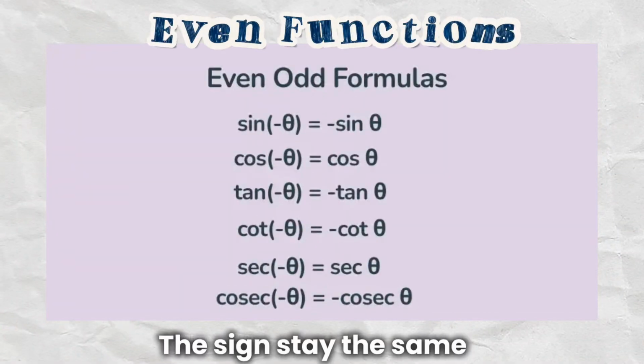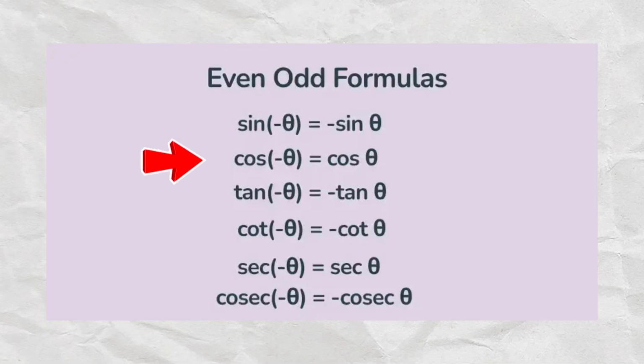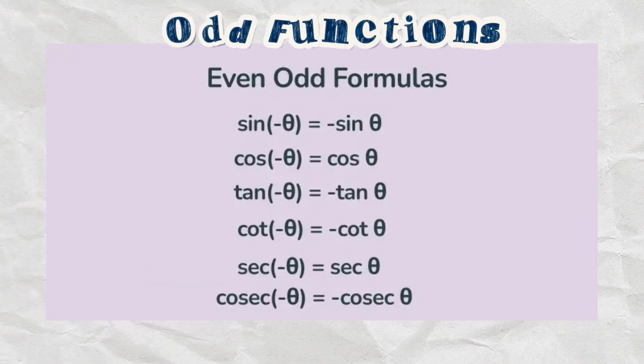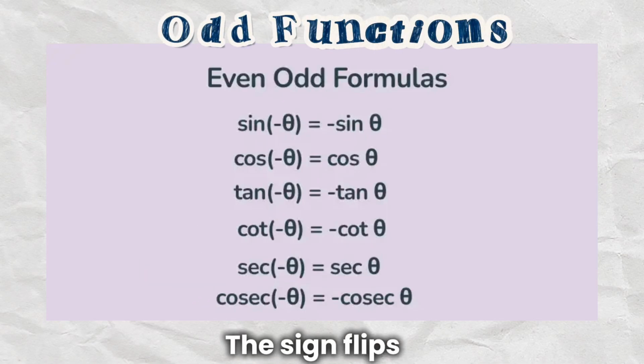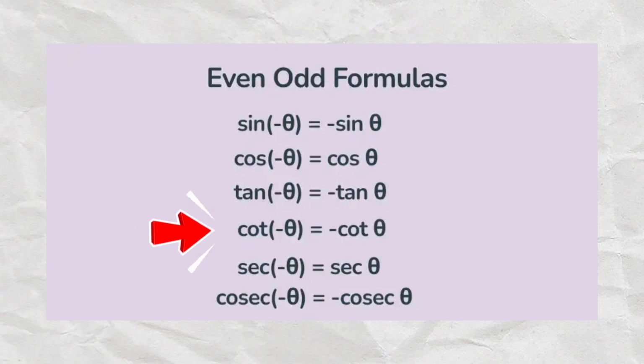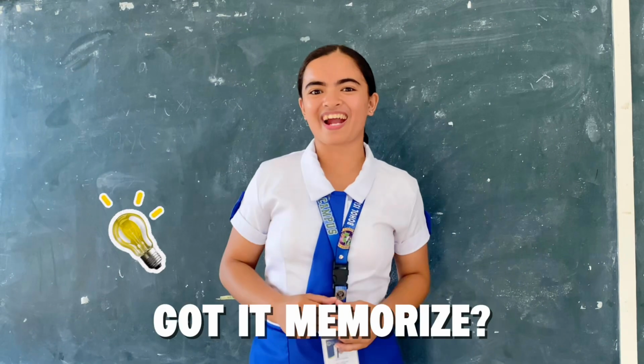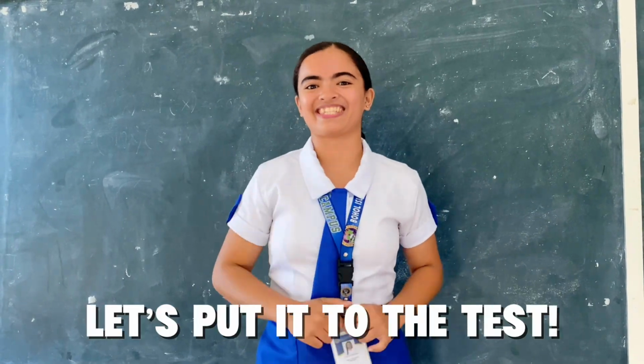Even functions: the signs stay the same. Cosine negative x is equal to cosine x. Secant negative x is equal to secant x. For the odd functions, the signs flip. Cotangent negative x is equal to negative cotangent x. Cosecant negative x is equal to negative cosecant x. Tangent negative x is equal to negative tangent x. Sine negative x is equal to negative sine x. Got it memorized? Awesome! Let's put it to the test.